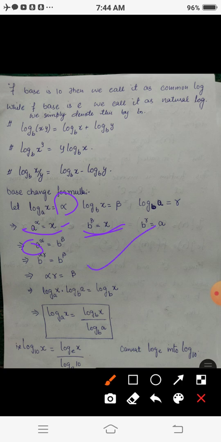But alpha is here log of x with base a, gamma is here log of a with base b, and beta is here log of x to the base b, which implies that log of x with base a is simply log of x with base b upon log of a with base b. So in this way, if we have to change base b into a, then log of x with base a is simply log of x with base b upon log of a with base b. So this is the rule how to change the bases from one positive number to another.